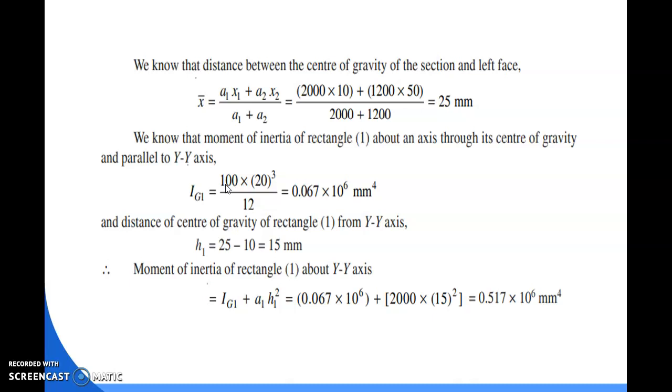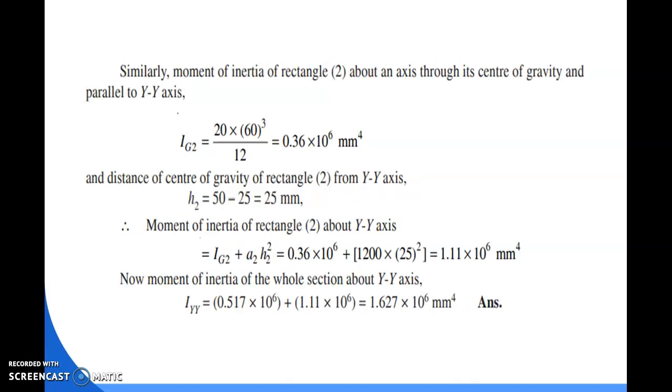Now we have to calculate the value of h for section 1, which is the difference between x bar and x1. Here the x bar value is 25 and the x1 value is 10. Hence the value of h for section 1 is equal to 15 mm. Now according to the theorem of parallel axis, we put the formula Ig plus A h square. So for section 1, the moment of inertia is equal to 0.517 into 10 to the power 6 mm to the power 4.